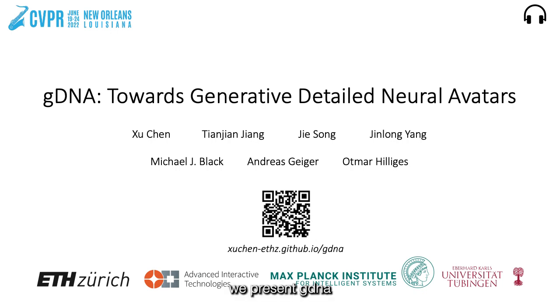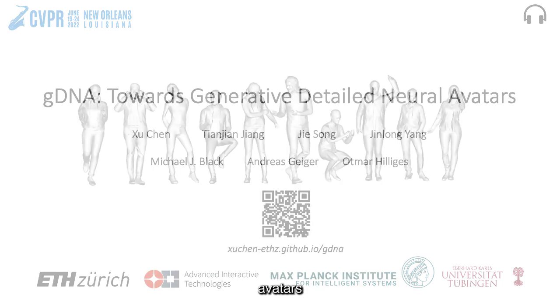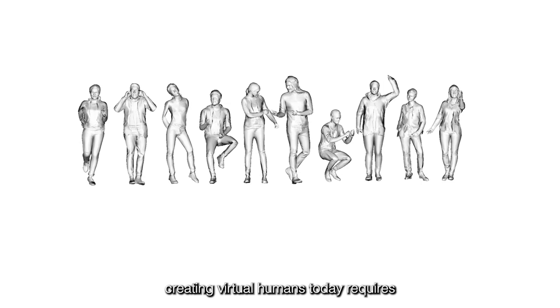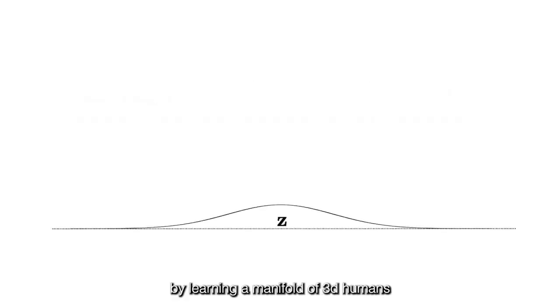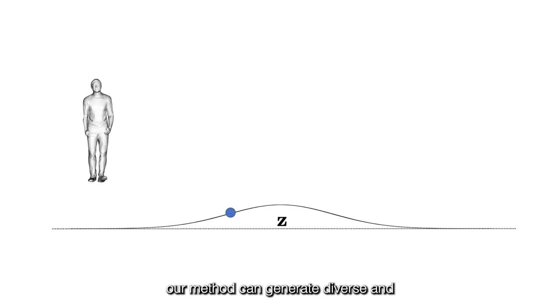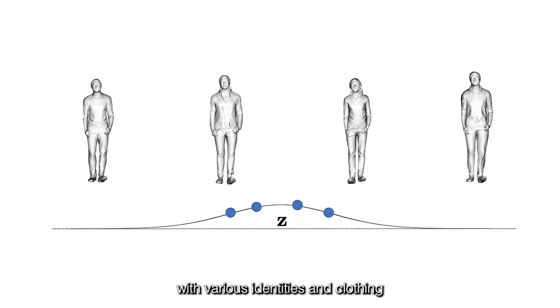We present gDNA, towards generative detailed neural avatars. Creating virtual humans today requires expertise in graphic software and can be time-consuming. In this paper, we propose a method for the task of generative modeling of human avatars. By learning a manifold of 3D humans, our method can generate diverse and detailed 3D humans, with various identities and clothing, with fine and realistic geometric details, and under explicit pose control.